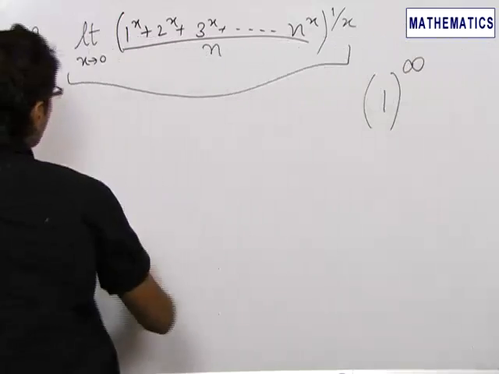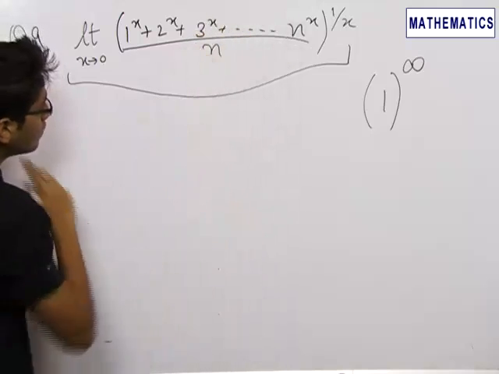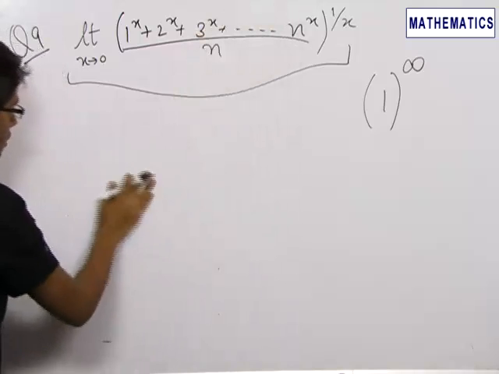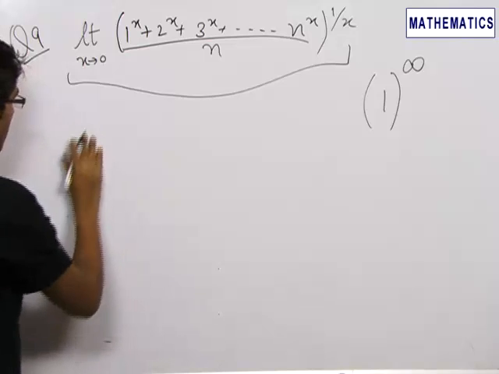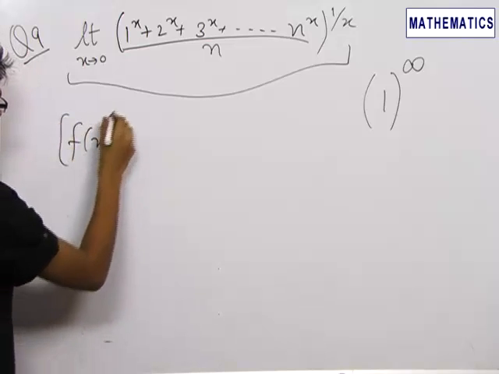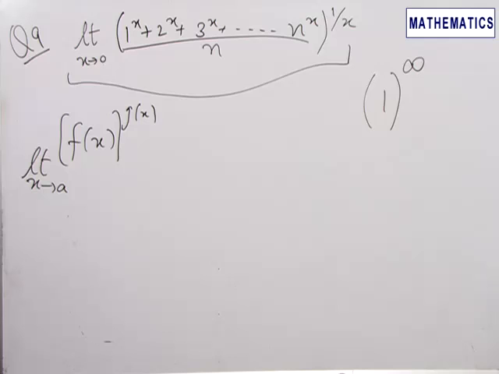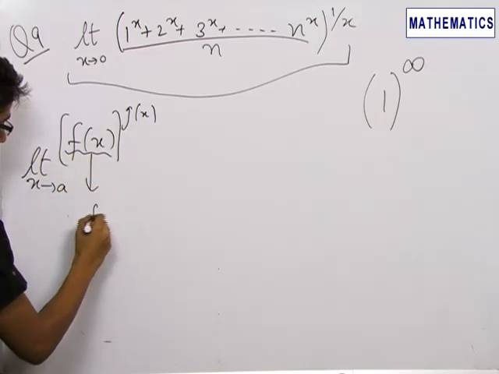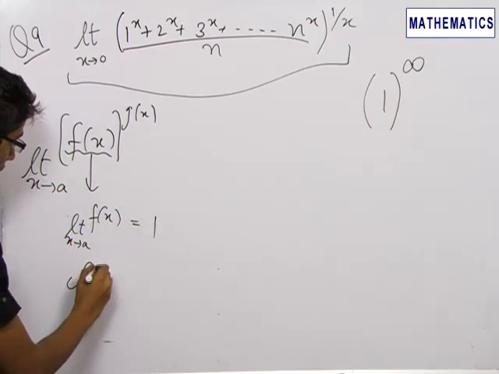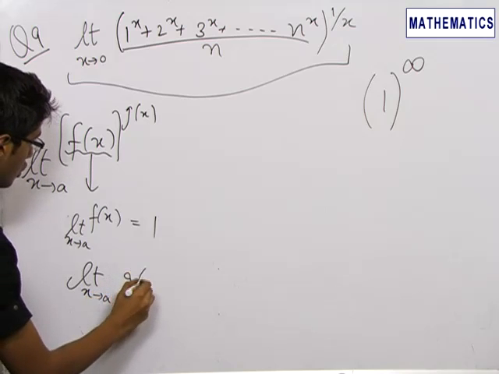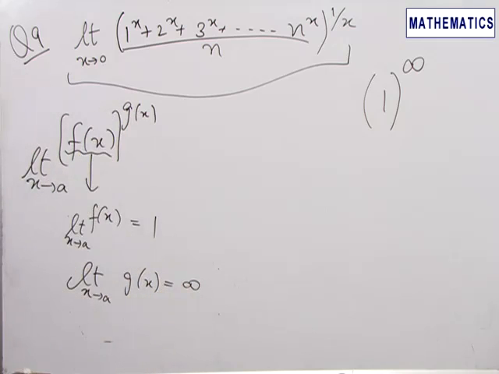Now this question is of 1 power infinity form, because on putting x equals 0, this is 1 plus 1 plus 1, n times, upon n, which is 1, and 1 power infinity. So whenever a function is of the form 1 power infinity, we use this kind of approach. Let's say there is a function f of x to the power g of x, and we want to find the limit x tending to a, such that limit x tending to a of f of x is 1 and limit x tending to a of g of x, which is in the power, is equal to infinity. So this is 1 power infinity format.